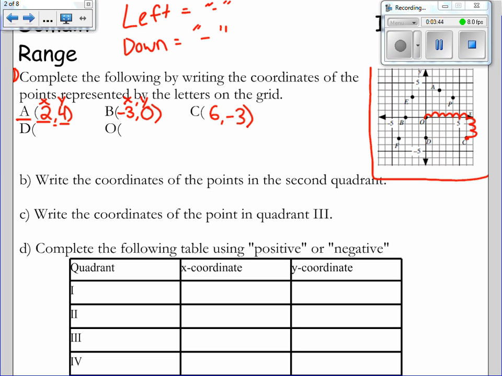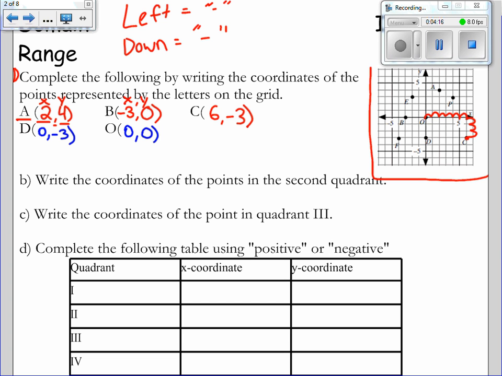Alright, you can try to pause this and do D and O on your own. I'll put in the answers in here so you can check to see if you did it right. D is going to be 0 because we didn't have to go left or right any, and -3 because we had to go down 3. And O, we didn't have to move at all to the left or right, so it's 0. And we didn't have to move at all up or down, so it's 0. These are all the points on the graph.